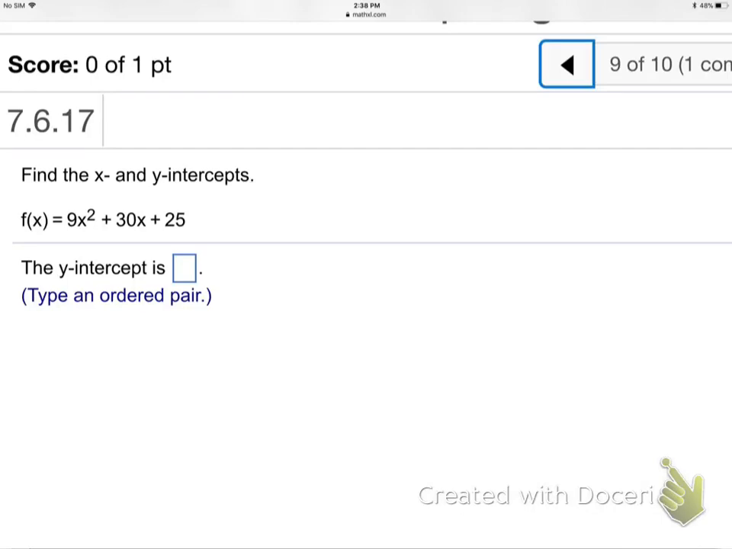Let's try that one. Okay. Find the x-intercepts. So find the x-intercepts. So that means set y to 0. So take that equation, make the y 0.